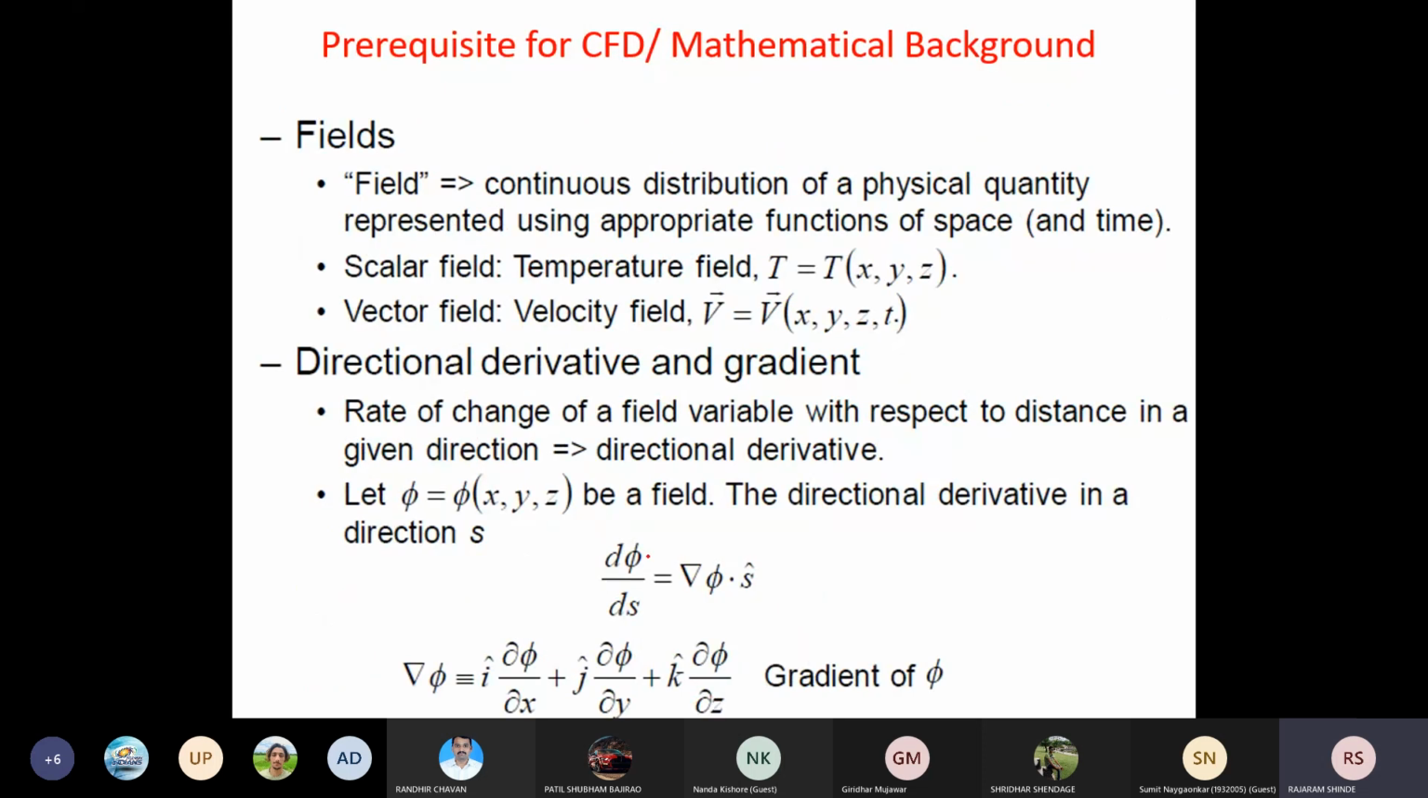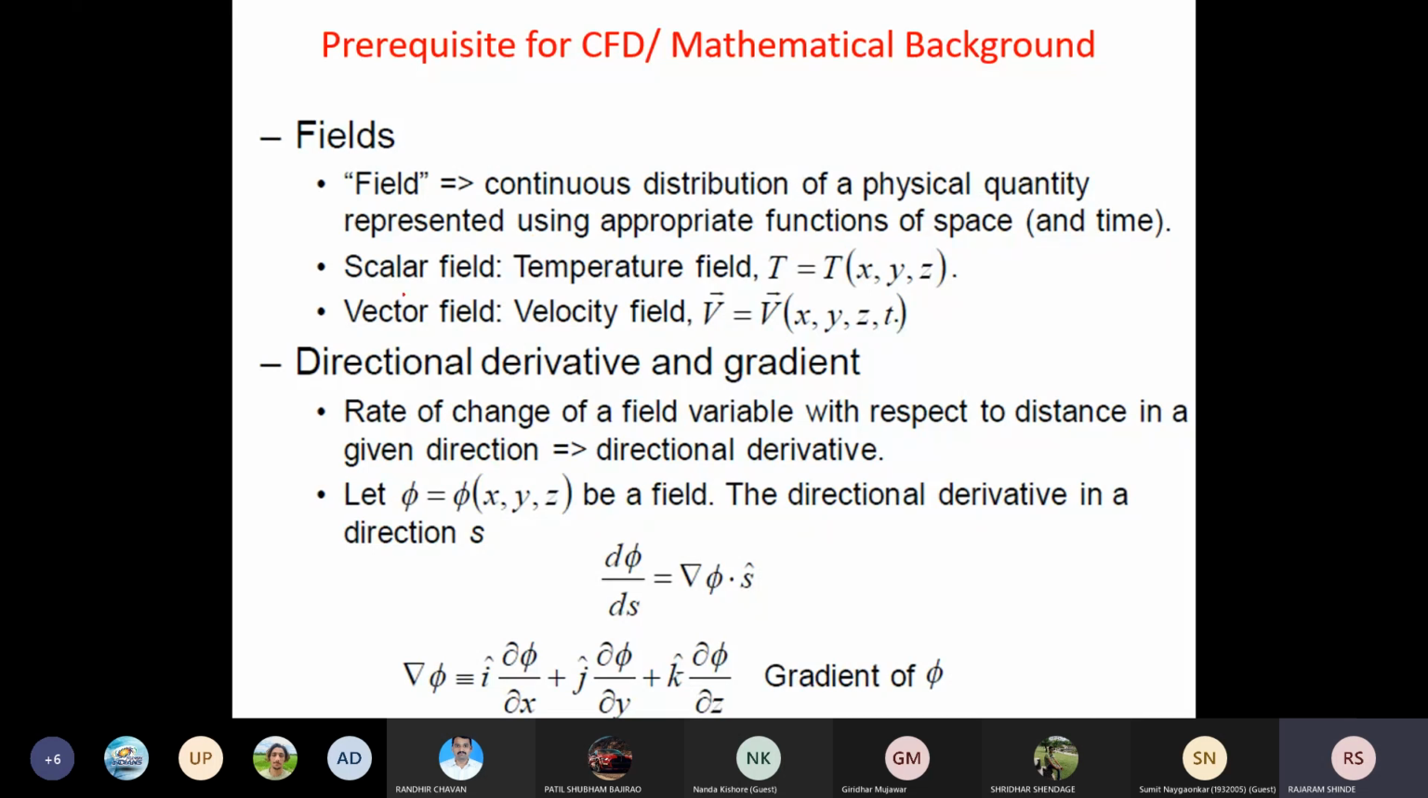Okay. Now the next concept required for the CFD course, again from vectors, is fields. What is the meaning of field? What we are calling scalar field, vector field, temperature field, velocity field. Field is a continuous distribution of a physical quantity. If we consider temperature as a physical quantity, and it is distributed over space, then it is called a field. Now that quantity is represented using appropriate functions of space and time.